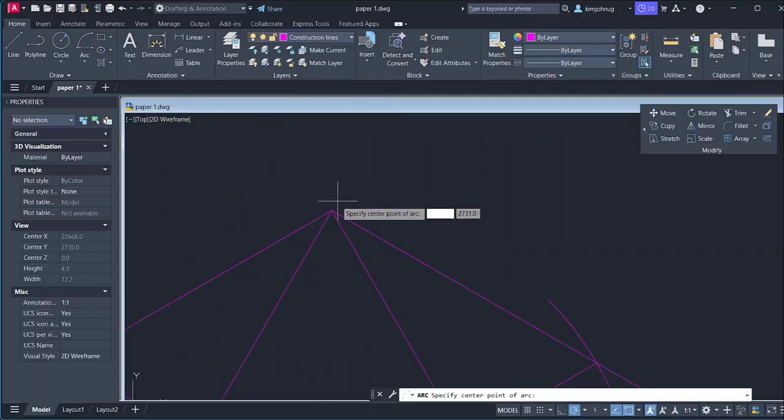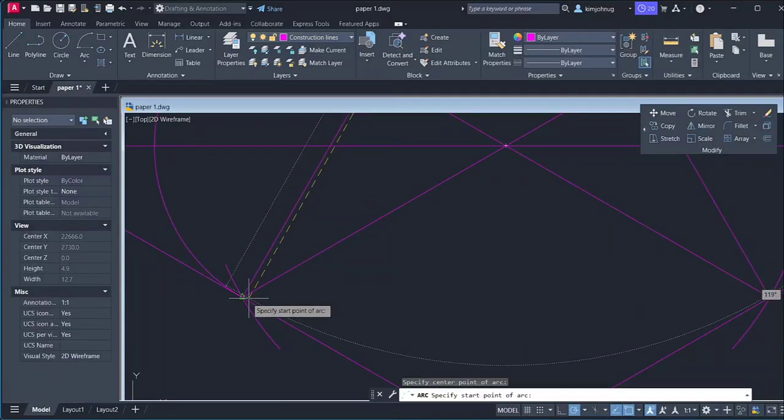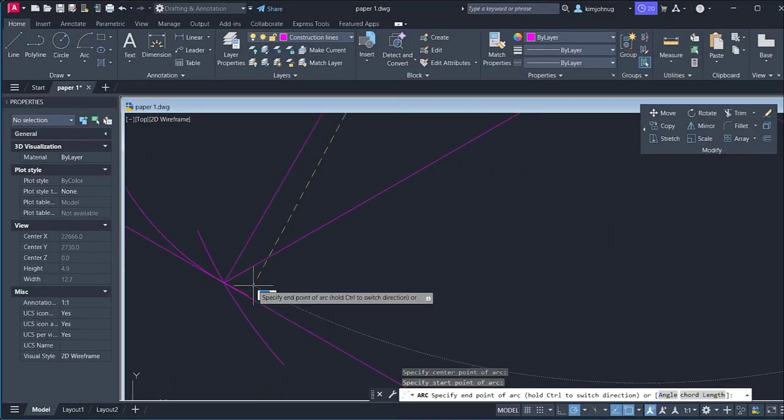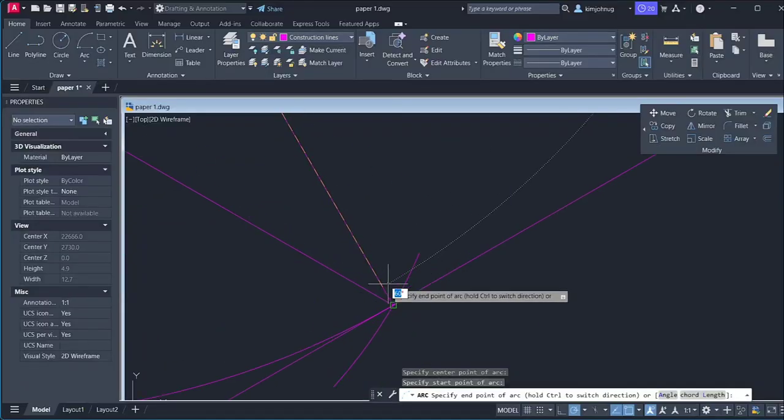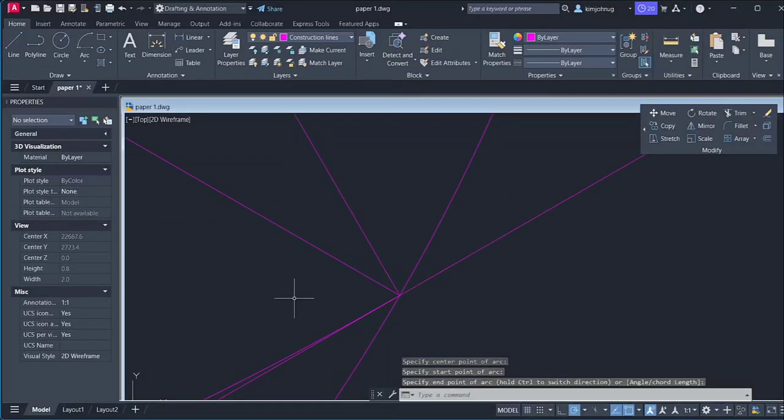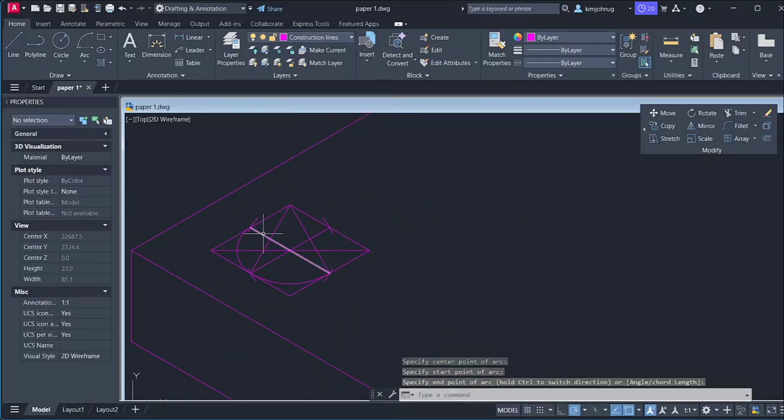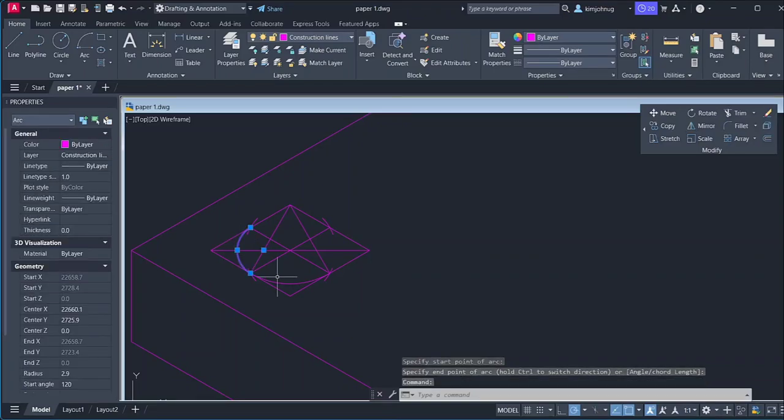So I can do this for this point here. I have to stand here. This is the center. This is the start point. And then this is the end point. So with those two arcs, I can either mirror them.